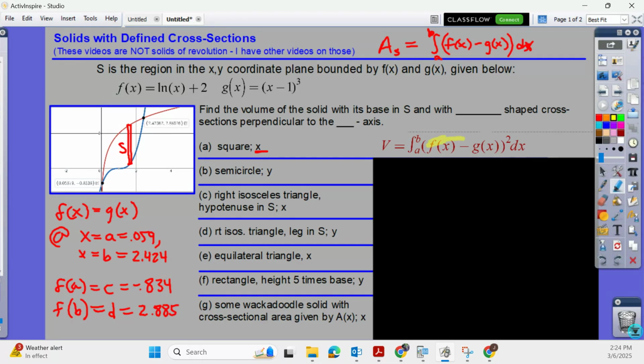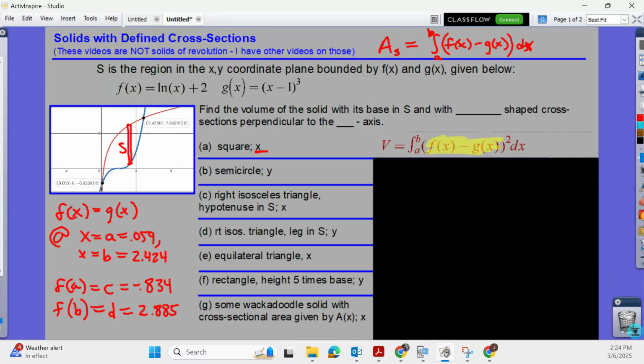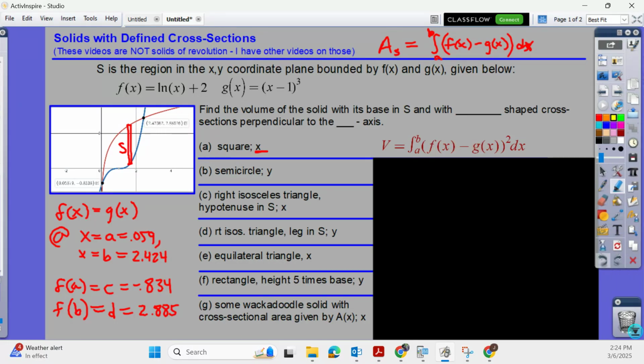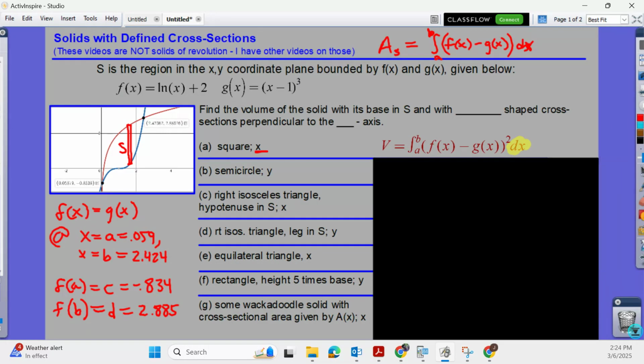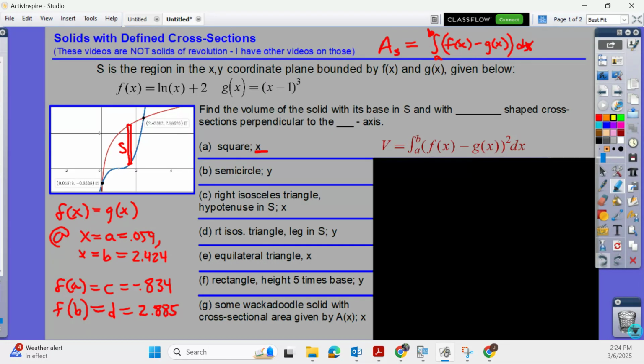So here's f of x minus g of x, right? And then we square that entire part. And that's the cross-sectional area. When you multiply it by the differential dx, that's what makes it have that thickness. And with the integral symbol, that takes that dx, it makes it like infinitely thin, arbitrarily thin, but it also makes infinitely many of them and adds up all the volumes. That's it. That's how you make this volume.